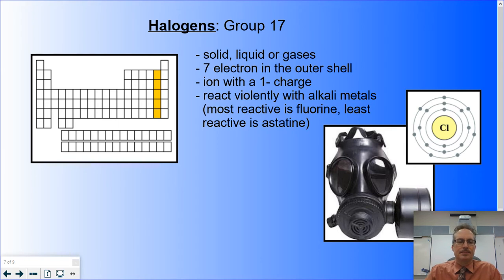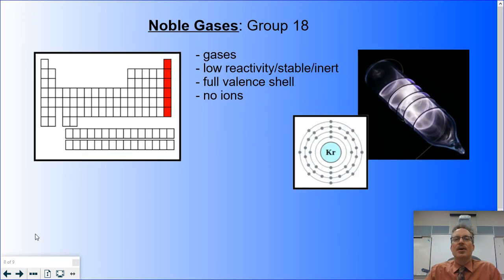7. The last column we're going to do for review that you have seen before is going to be group 18. Group 18 is called the noble gases. All 6 of these are gases. We are looking at helium, neon, argon, krypton, xenon, and radon. They have low reactivity. They are 100% stable.